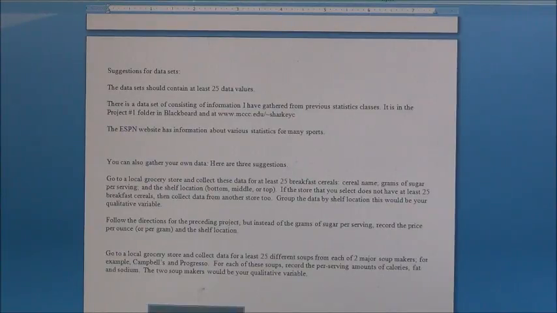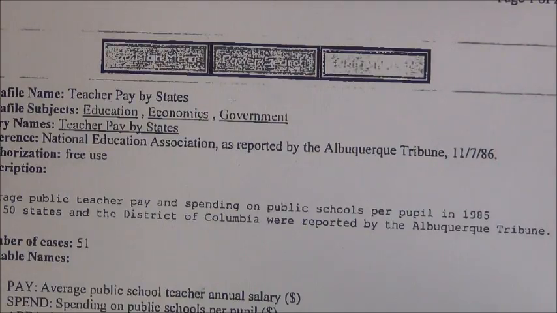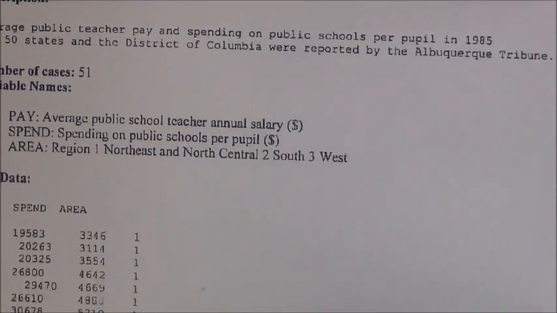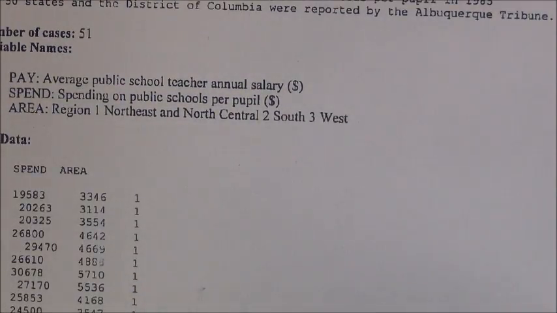So the data set I chose is actually from a website that is, unfortunately, no longer in use. Otherwise, I would have given that as an option. It's Teacher Pay by States. It's the average public teacher pay and spending on public schools per pupil in 1985 for 50 states and the District of Columbia. So I have 51 data values. I'm going to take the entire data set and copy and paste it, or I already did that, into my Minitab program.